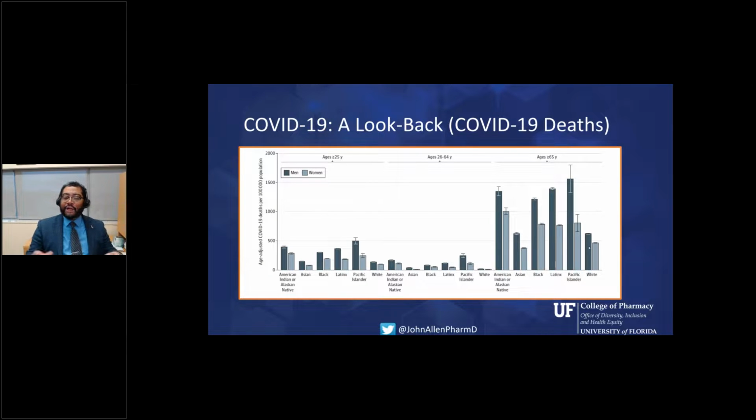And so this illustrates that really across the lifespan as it relates to COVID-19, you saw some of those differences, much more pronounced, however, in age 65 or older.